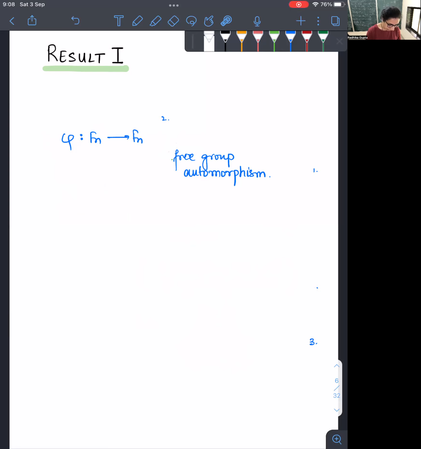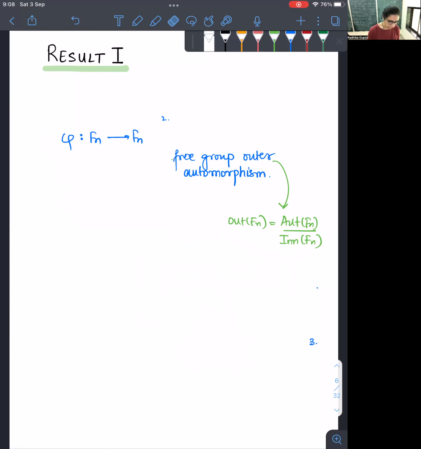So I want to consider free group automorphisms. So phi is a map from a free group to itself. It's a free group automorphism. In particular, I want to look at outer automorphisms. The group of outer automorphisms is basically the automorphism group quotiented out by the inner automorphisms. And the inner automorphisms are just conjugations.